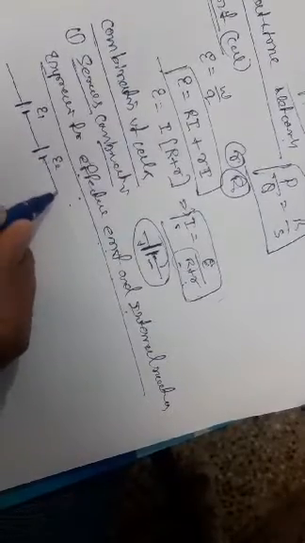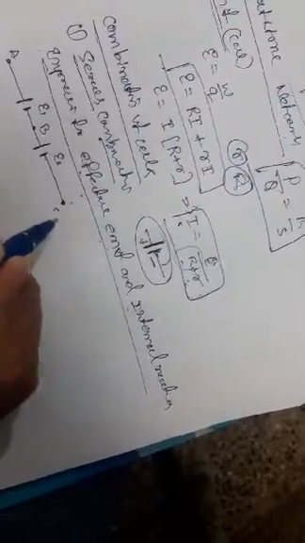First, draw the circuit diagram. This is one cell, and this is one more cell. E1 is called the first cell, E2 is called the second cell. There are two positions, A and B, and one more, B and C. The two cells are connected in series combination. The internal resistance of the first cell is r1, and of the second cell is r2.